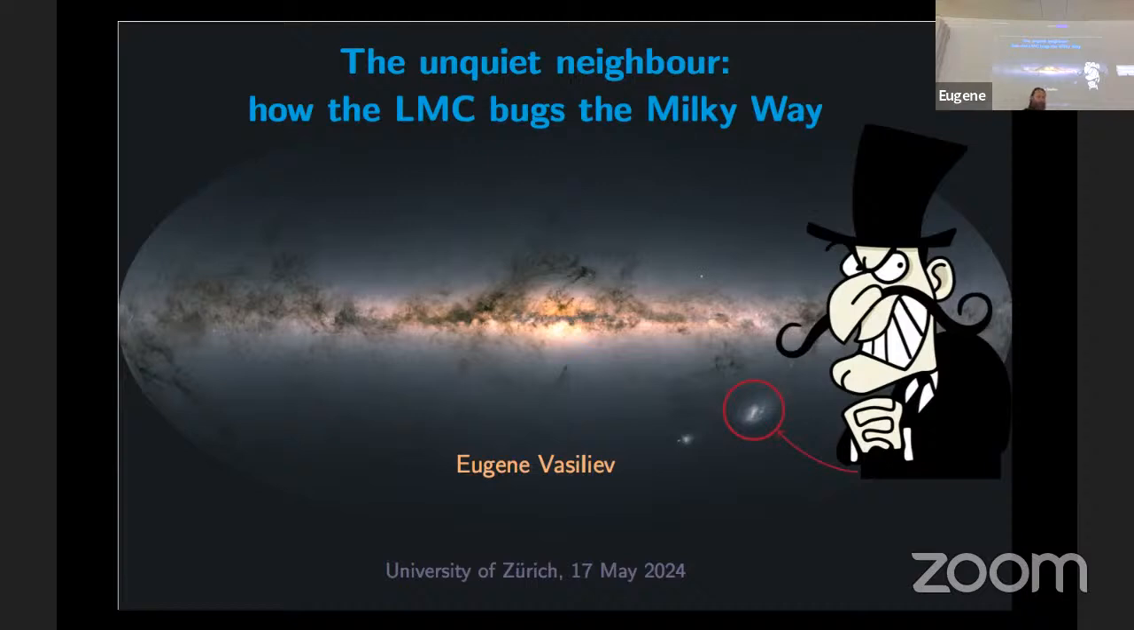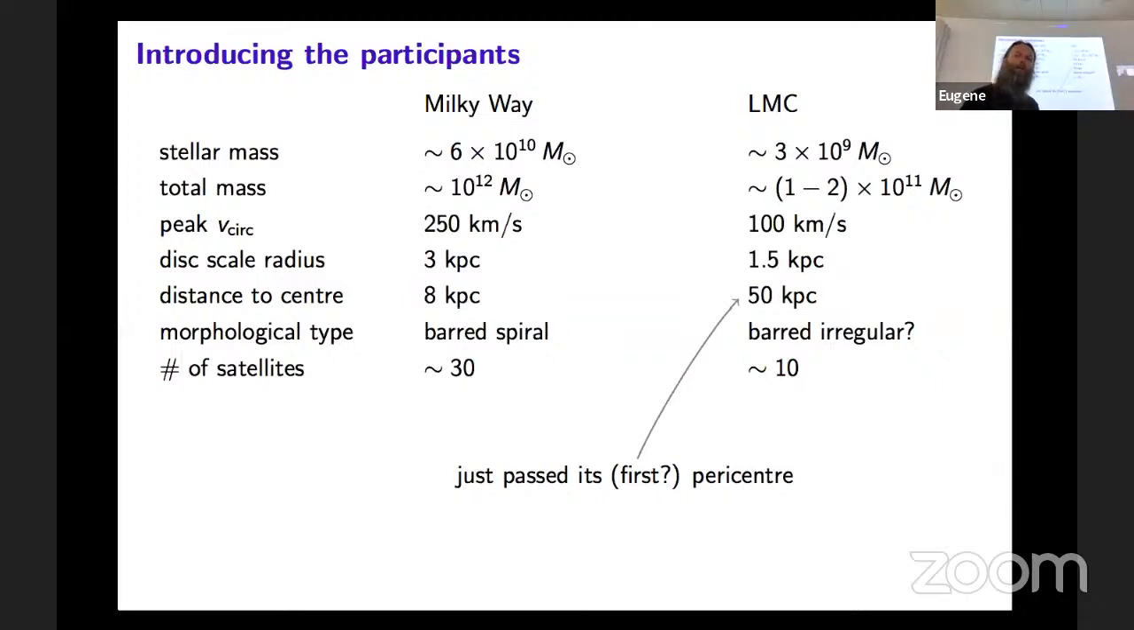To start with, this is a standard picture in all Milky Way related studies. This is the Gaia sky, and this speck on the sky here, circled, of course, is the Large Magellanic Cloud, and next to it is the Small Magellanic Cloud. These are very prominent features on the sky, and let me start by recapping their properties.